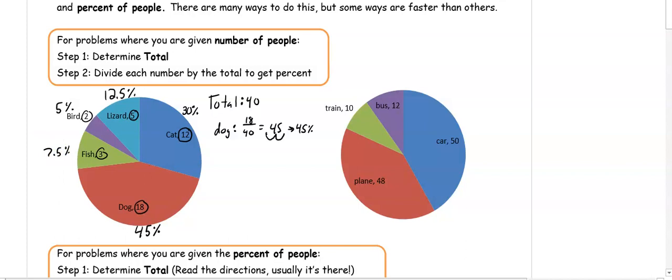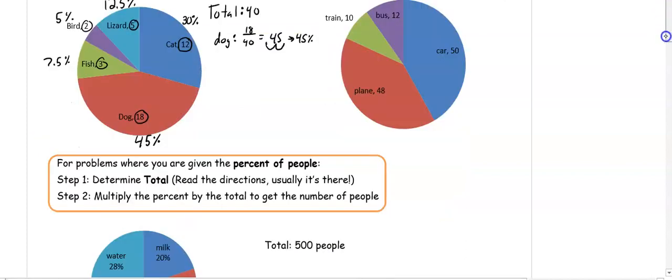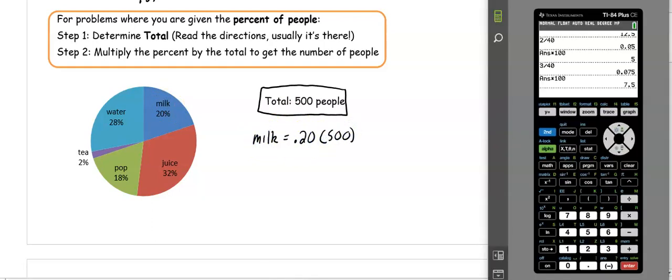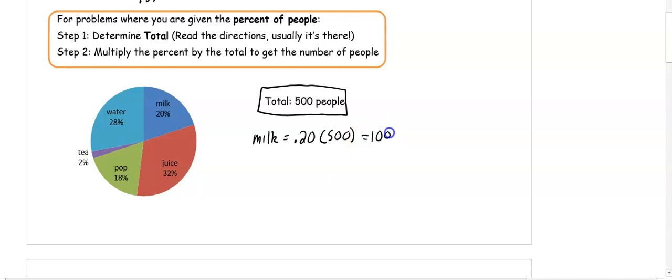So let's skip the next pie chart and let's move down to what happens when we have a percent. Now we have a percent and we want to figure out the people. Usually in the directions or somewhere off to the side, it's going to tell you the total number of people. So there were 500 people that took this survey, and these were the percentages. If we want to figure out the number, we're going to take the percentage as a decimal and multiply by the people. So if I am doing milk and I have 20%, I'm going to do 0.20 times 500. So 0.20 times 500 would get us 100 people. So milk is 100 people.